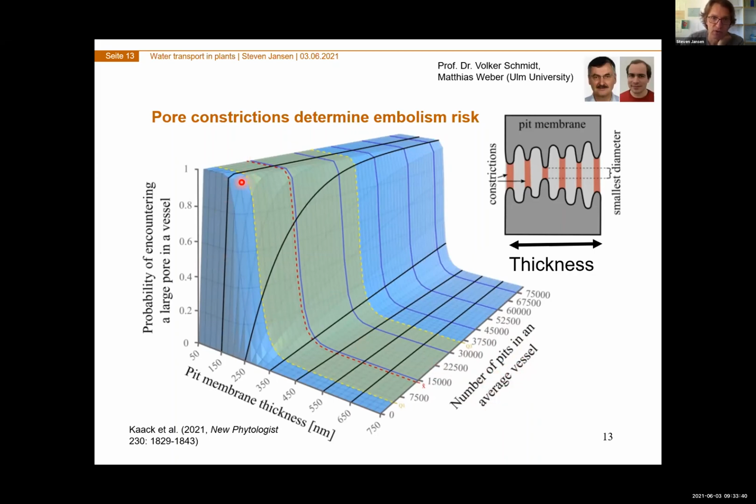And this is what you see. You have this kind of 3D wave with pit membrane thickness strongly determining the probability of having a large pore or not, with the thicker pit membranes providing high safety, I would say, and these being the leaky ones. Over a rather narrow range of variation in pit membrane thickness, there could also be an effect of how many pits you have in a vessel. But overall, this effect is less pronounced than for the pit membrane thickness.